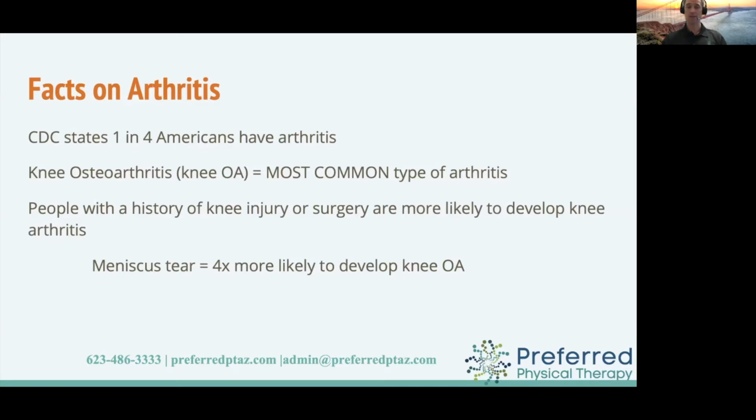Knee arthritis, and there are types of arthritis, but the most common type is osteoarthritis. Osteo means bone. So osteoarthritis is the most common type of arthritis. And people with a history of knee injury or surgery are more likely to develop this osteoarthritis. In particular, they look at a meniscus surgery. We'll go over the anatomy in just a little bit, but meniscus tears or meniscus surgery puts you at a 4 times higher likelihood of developing knee OA or osteoarthritis.